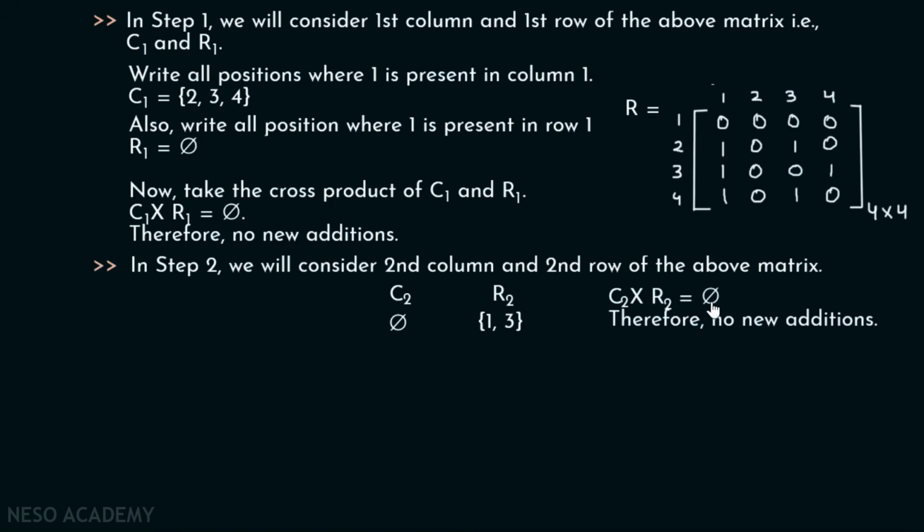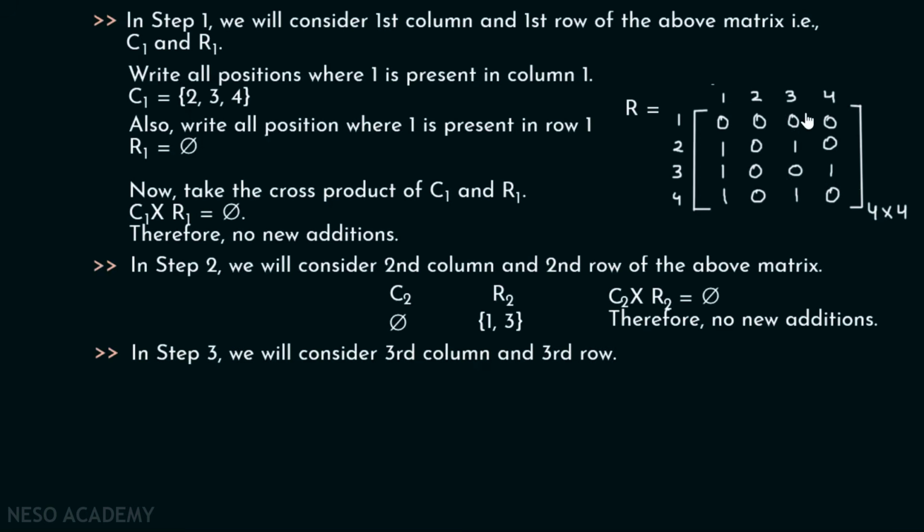C2 cross R2 is nothing but phi because C2 is phi. Therefore, no new additions. Now we will discuss step 3. In step 3, we will consider third column and third row. Okay. Let's consider third column and third row.